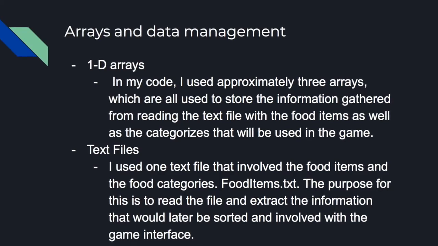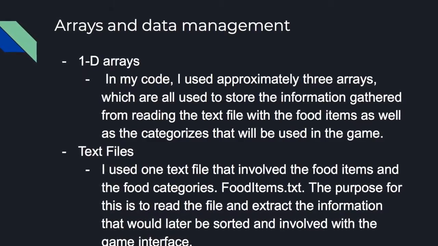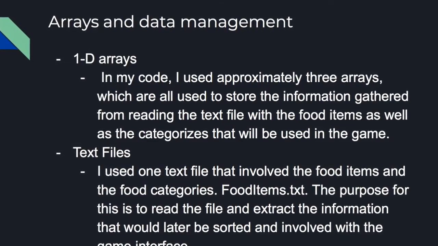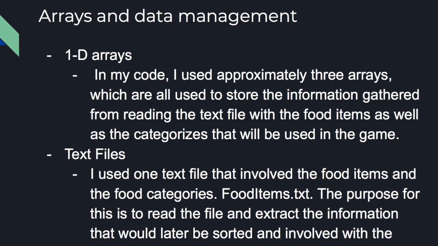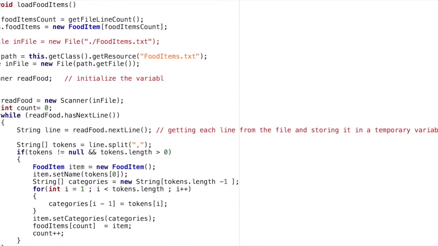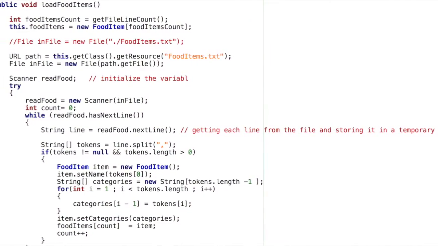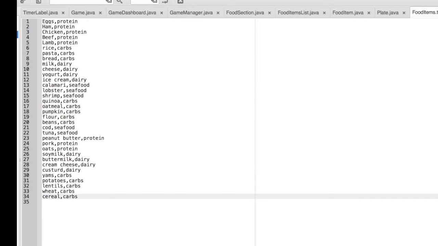First, I used 1D arrays. In my code, I approximately used 3 arrays, which are all used to store information gathered from reading the text file, food-items.txt, which I'll talk about later, with the food items as well as the categories that will be used in the game. I also used text files. I used one text file, which is called food-items.txt, and separates the food items from the categories with a comma, which allows the scanner to read through it more efficiently.